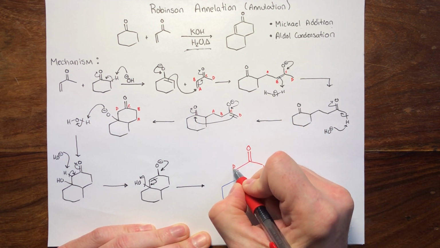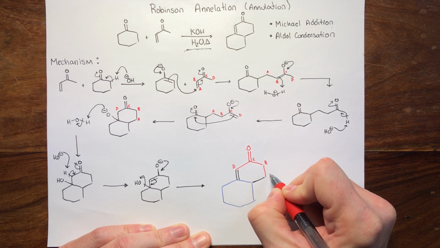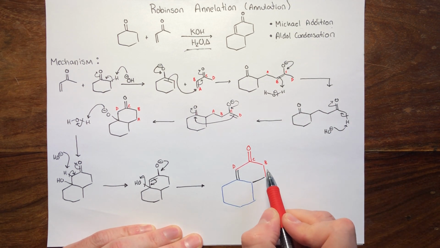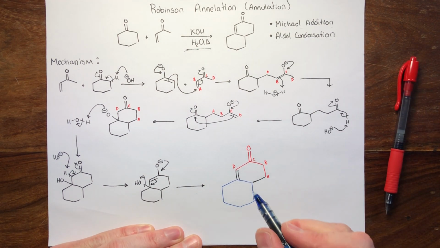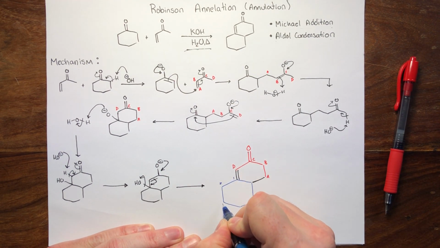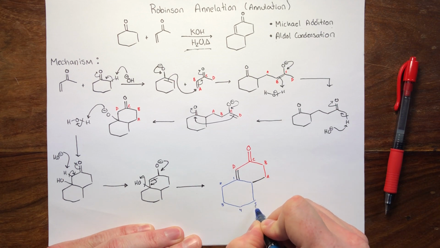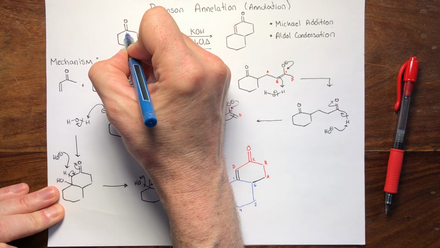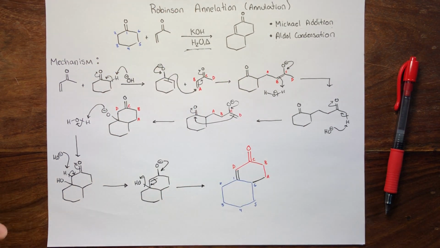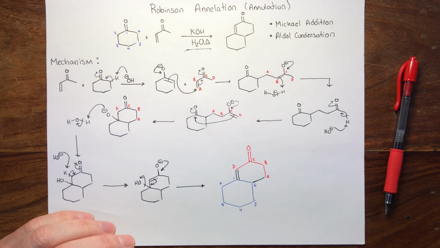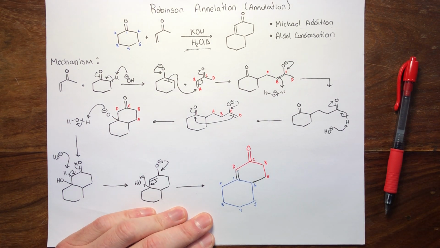Right, so this would be D, C, B, A. So these 4 carbons were part of the alpha beta unsaturated carbonyl. And then we can say 1, 2, 3, 4, 5, 6. Right, so you can see the connections that were made whenever we ran these 2 reactions.